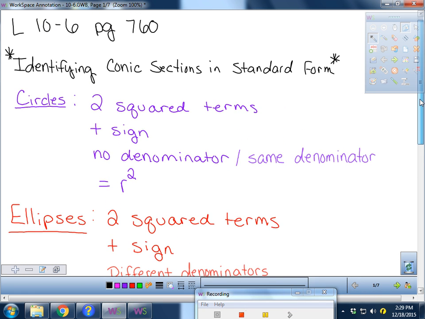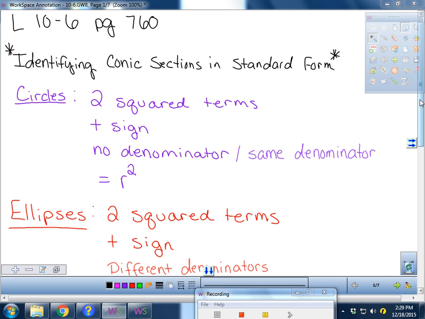Alright guys, so we're going to talk about how to identify conic sections in standard form. And listen to me carefully. If you will pay attention, this will help you determine with ease what they are. And this is going to be a really short lesson. I'm not going to give you a lot of examples because honestly it'd be like doing the same thing over and over and over again. So you should have enough information to do everything.